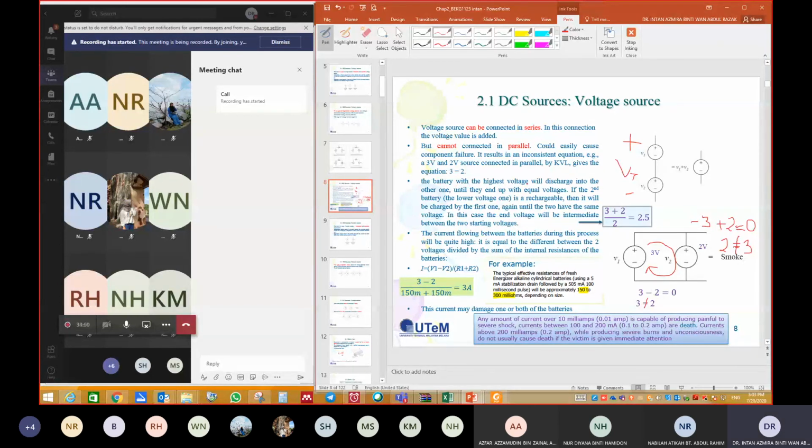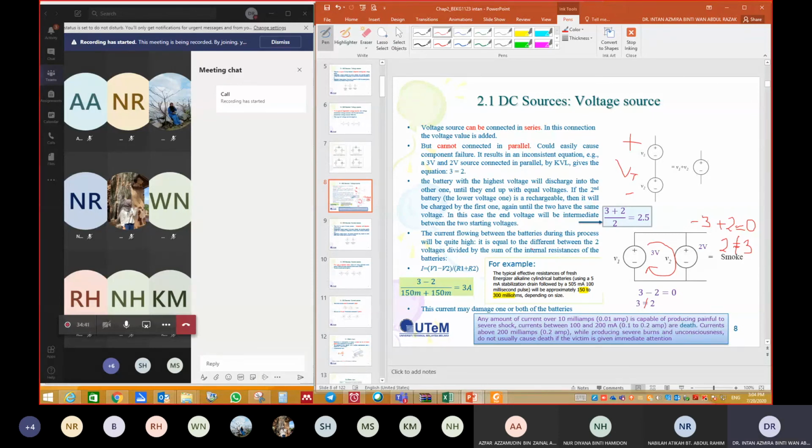The battery with the highest voltage will discharge into the other one until they end up with equal voltages. If the second battery, the lower voltage one, is rechargeable, meaning that if the 2 volt is rechargeable, then it will be charged by the first one again until the two have the same voltage. Meaning that 3 plus 2 divided by 2 equals 2.5. So V1 should be 2.5, V2 should be 2.5. In this case, the end voltage will be intermediate between the two starting voltages.